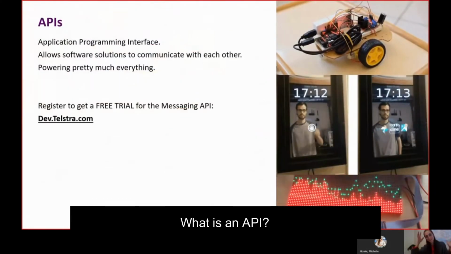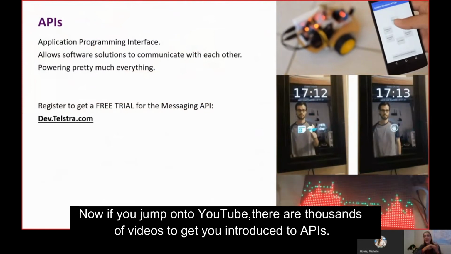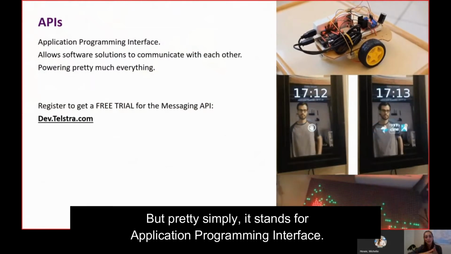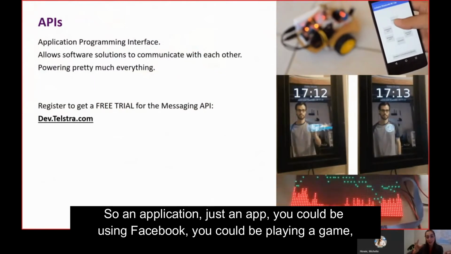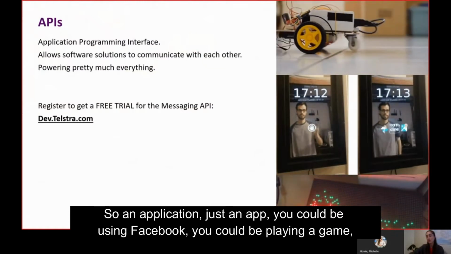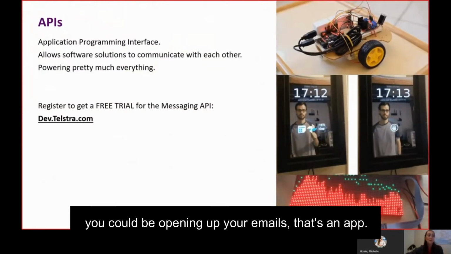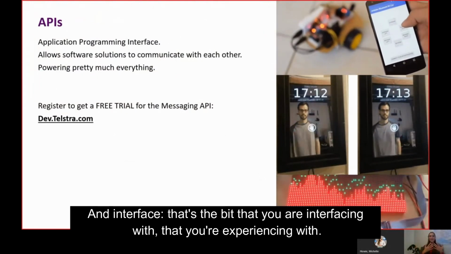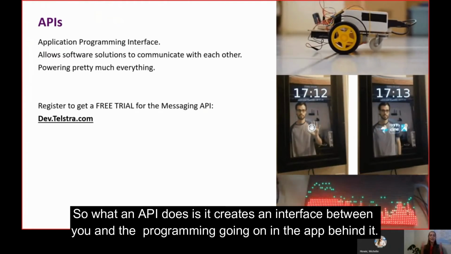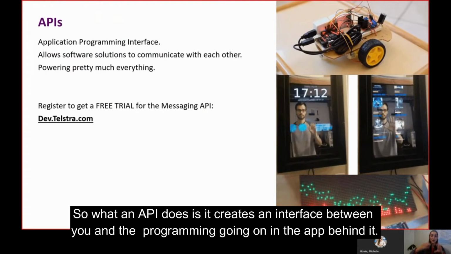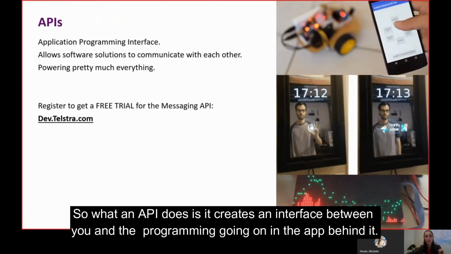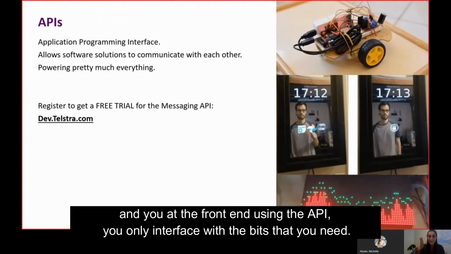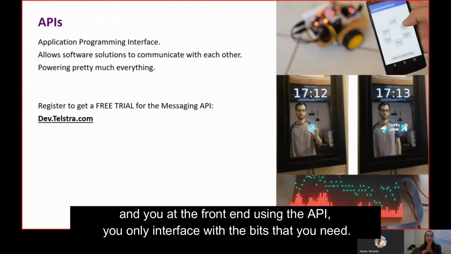Right, what is an API? Now, if you jump onto YouTube, there are thousands of videos to get you introduced to APIs. But pretty simply, it stands for Application Programming Interface. So an application, just an app. You could be using Facebook, you could be playing a game, you could be opening up your emails, that's an app. Programming, so that's the coding in the background. And interface, that's the bit that you are interfacing with, that you're experiencing. So what an API does is it creates an interface between you and the programming going on in the app behind it. So behind an API, there's programs talking to each other, and you at the front end, using the API, only interface with the bits that you need.